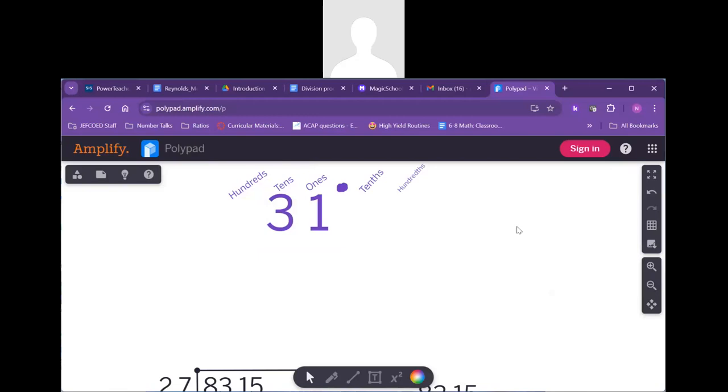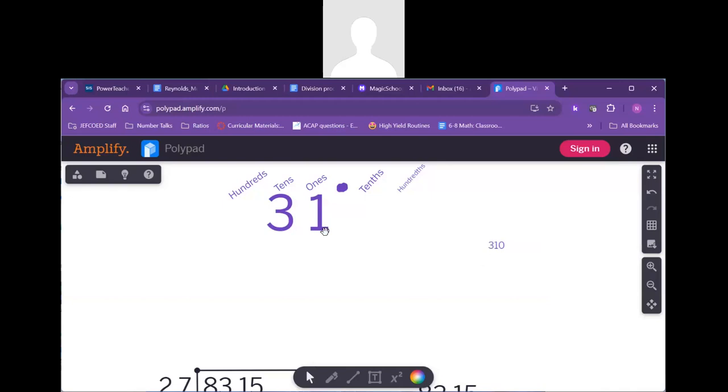Here I have the number 31, which is three tens and one one. You have been taught, and correctly, that if I have a number and I want to multiply it by 10, here's 31, I just put a zero on the end, and it's 310. And that's correct.